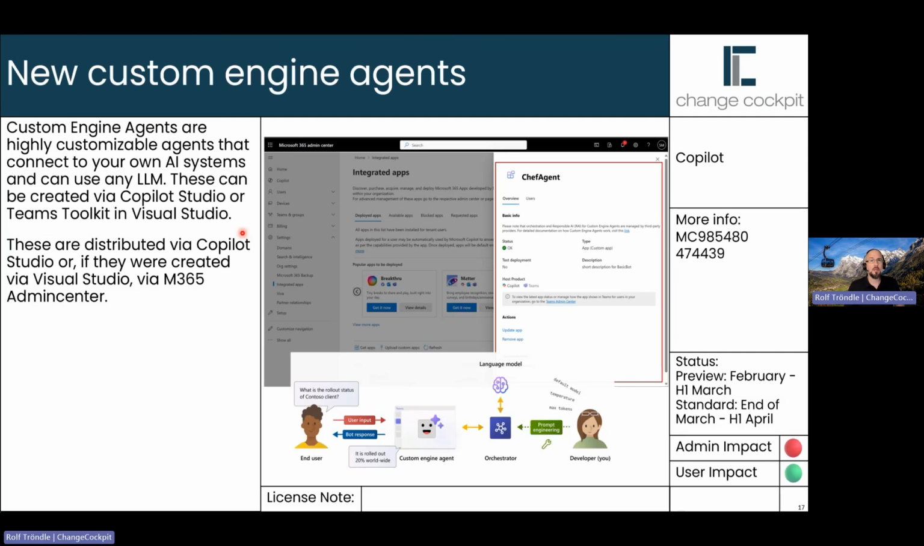Then you also get new custom engine agents. These are very customizable agents which you can connect to your own AI systems if you have such systems in your environment, or use any large language model. And this can be created either in Copilot Studio or in Visual Studio.